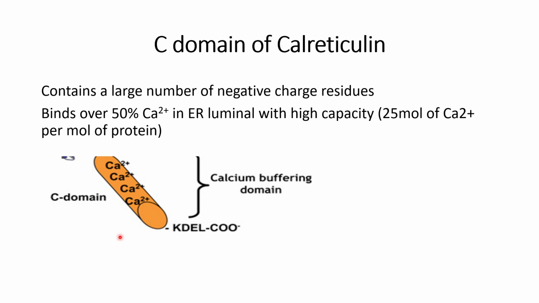and in that video we got an idea that the C domain plays an important role in calcium buffering. So why does this happen? Because the C domain of calreticulin has most of the negatively charged residues, and Ca2+ is positively charged. As we know, positive attracts negative, so most of the calcium is bound at the C domain of the calreticulin, and calreticulin is an ER lumen protein.